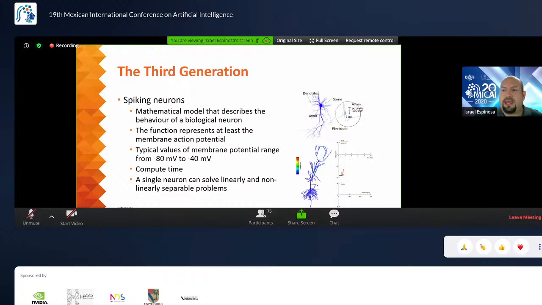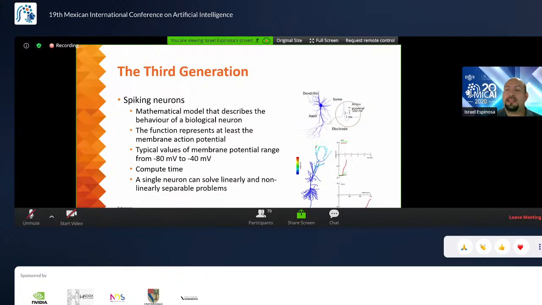For example, in the image on the right and on the bottom, we see how the signal is passing from the neuron in red to the neuron in green. With every signal, it starts accumulating some energy. And when that energy is too much, the neuron releases another spike. So this third generation of neural networks can compute not only digital inputs and outputs, or analog inputs and outputs, but also time. That is the advantage of this third generation.